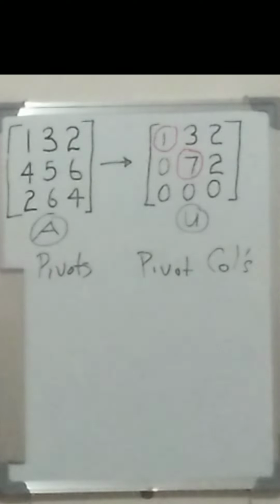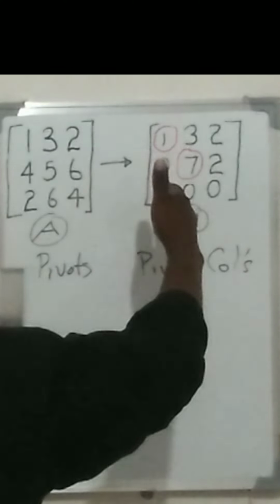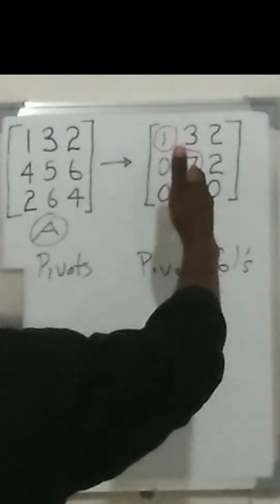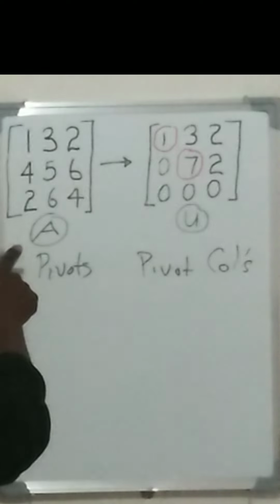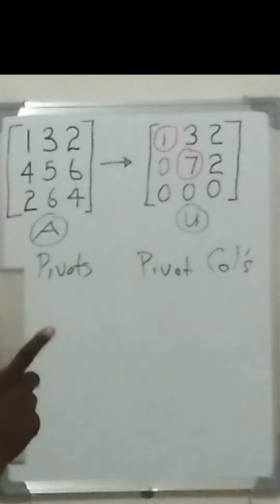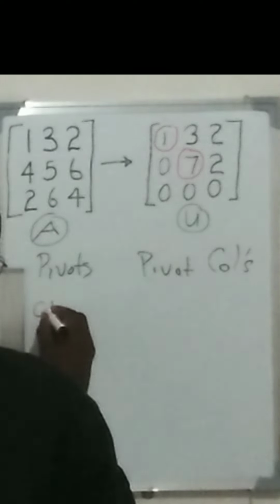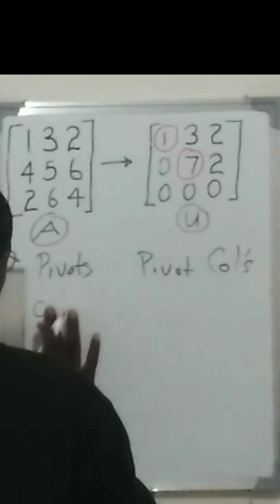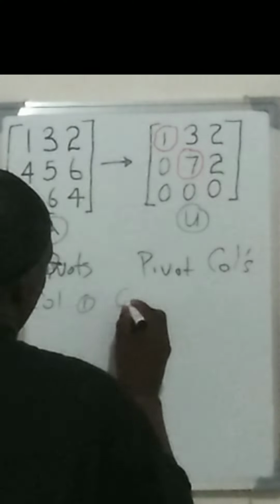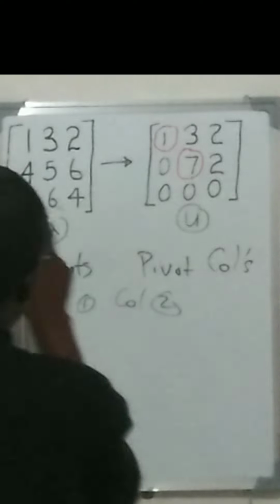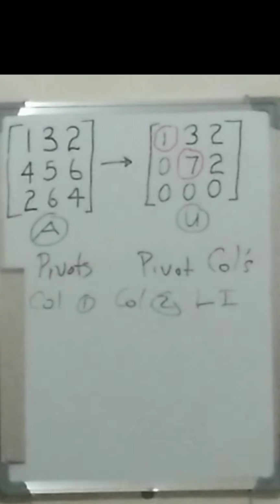Well, first of all, this means that column 1 and column 2 in matrix A are linearly independent. So let's write it down. So column... hey, is that how you spell column? Column 1 and column 2 in matrix A are linearly independent.